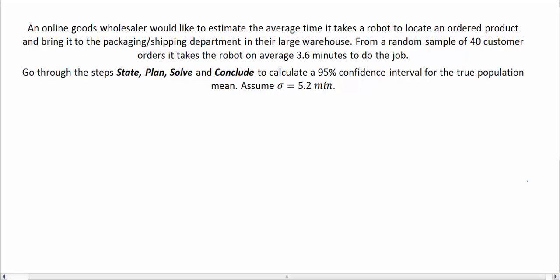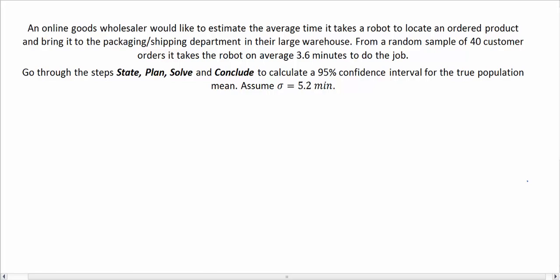In this video, I'd like to show you how you can use the steps state, plan, solve, and conclude to solve an estimation problem. Let's go ahead and read our scenario. An online goods wholesaler would like to estimate the average time it takes a robot to locate an ordered product and bring it to the packaging/shipping department in their large warehouse.